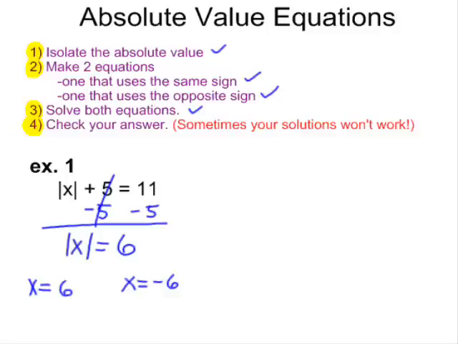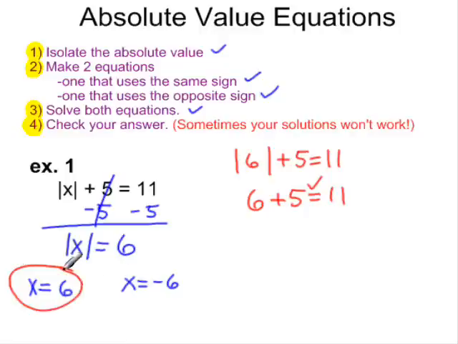When we check our answer, we're going to take our two answers that we've gotten, and we're going to plug them back into the original problem. So I'm going to replace x. First I'm going to work with this positive 6. Plug that in, and then write everything else down that we started with. And we get absolute value of 6 is going to give me positive 6. And 6 plus 5 is 11. That's a true statement. So I know that x equals 6 will work.